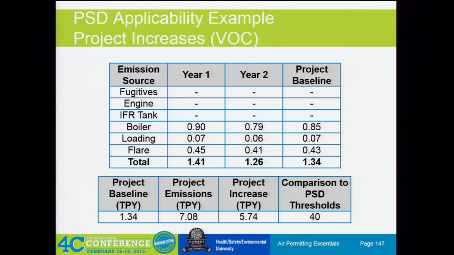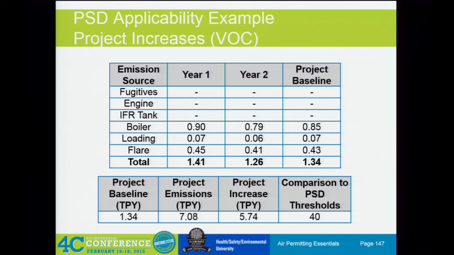And so the first step that we did is we determined our baseline emissions. In this case, our example is for VOCs. Because the fugitives, the engine, and the IFR tank are brand new sources, we don't have any baseline emissions. So our baseline emissions for these three sources are 0. For the boiler, loading, and the flare, we had existing emissions. We're just increasing the capacity.